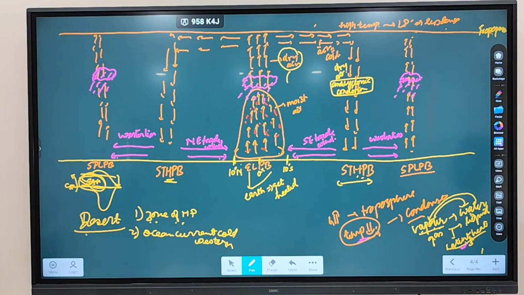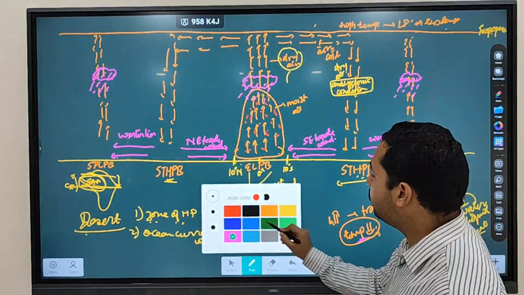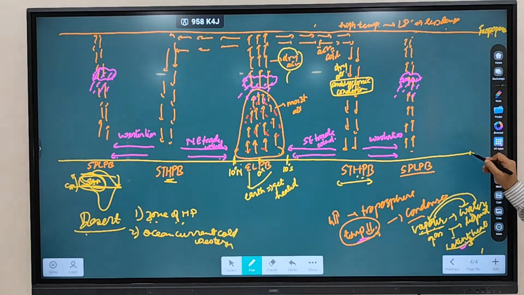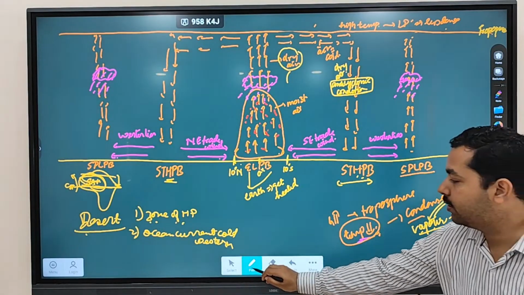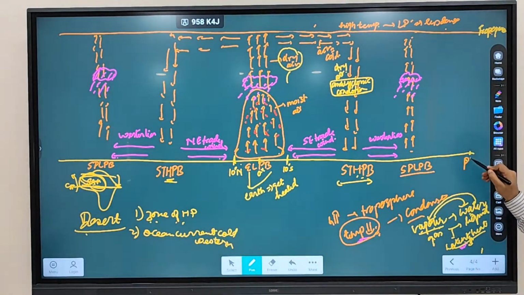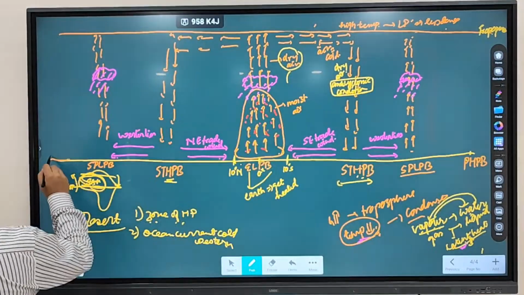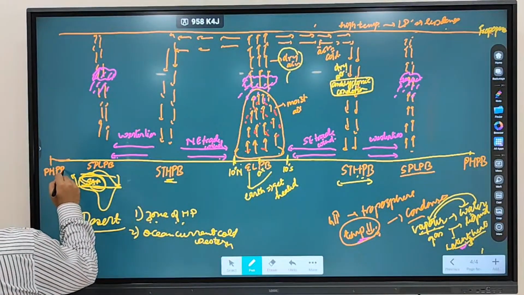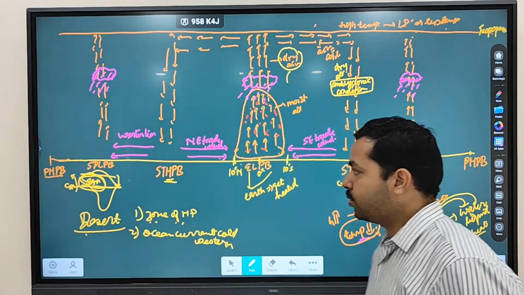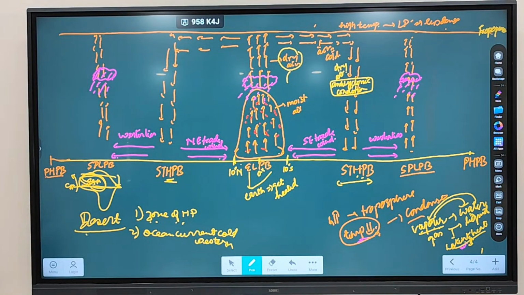Fine. And lastly, here you will find the polar high pressure belt. Here you will find which type of belt? Polar high pressure belt. In the polar region, since sunlight is not reaching, what will happen? Air will start to shrink, or air will start to subside.